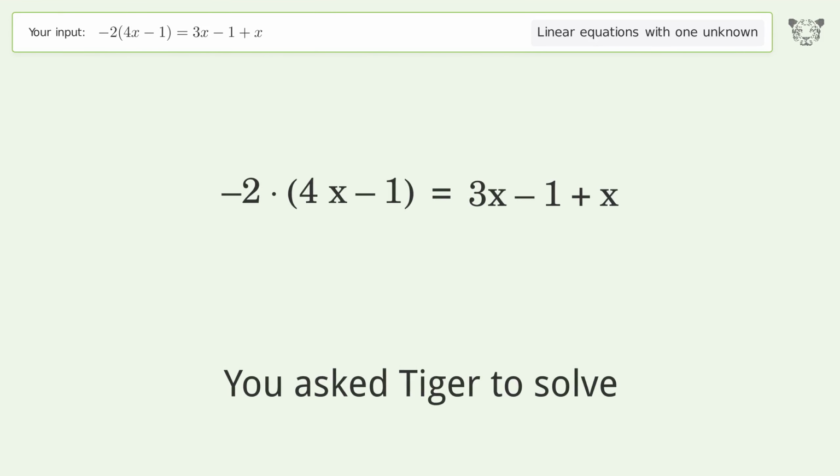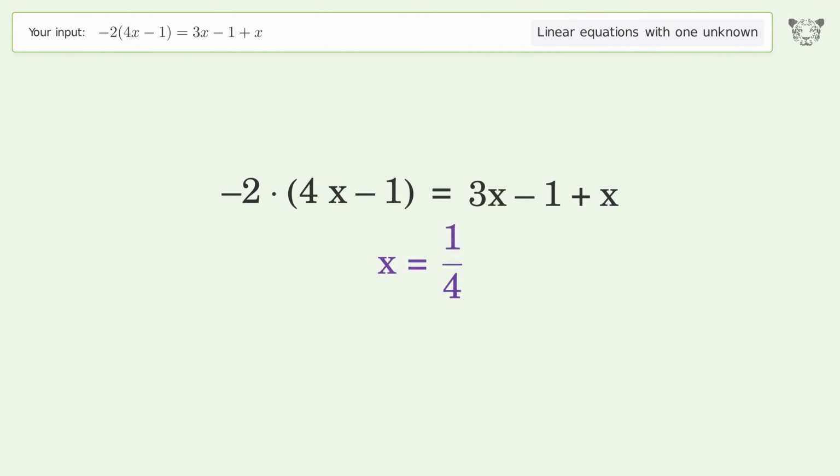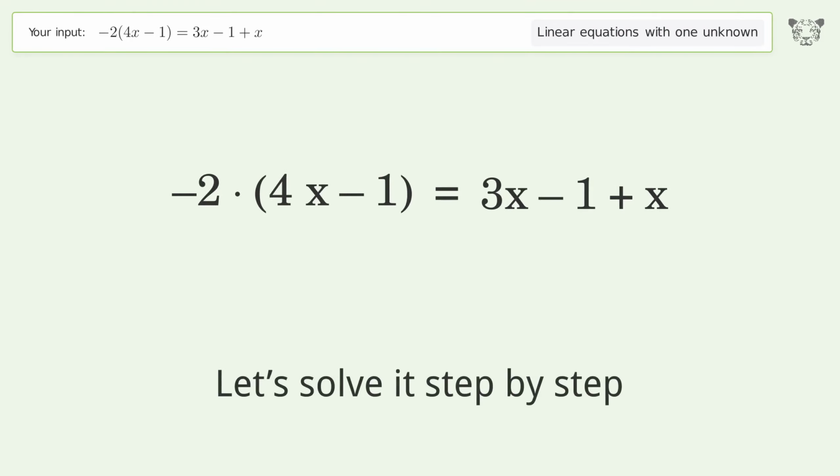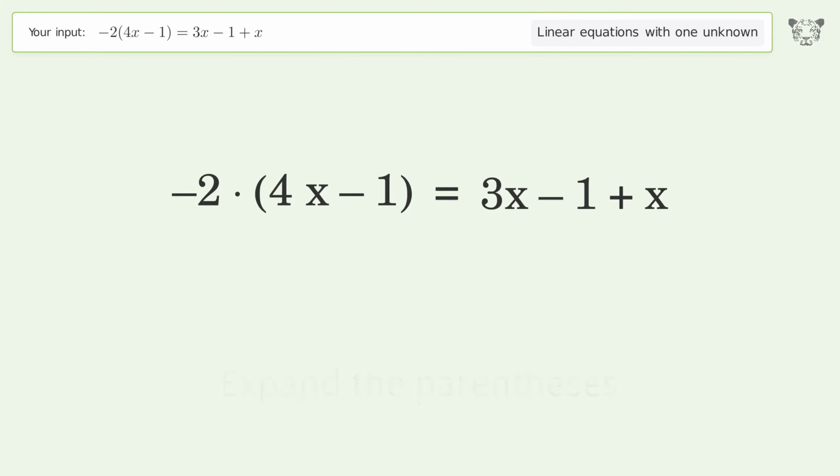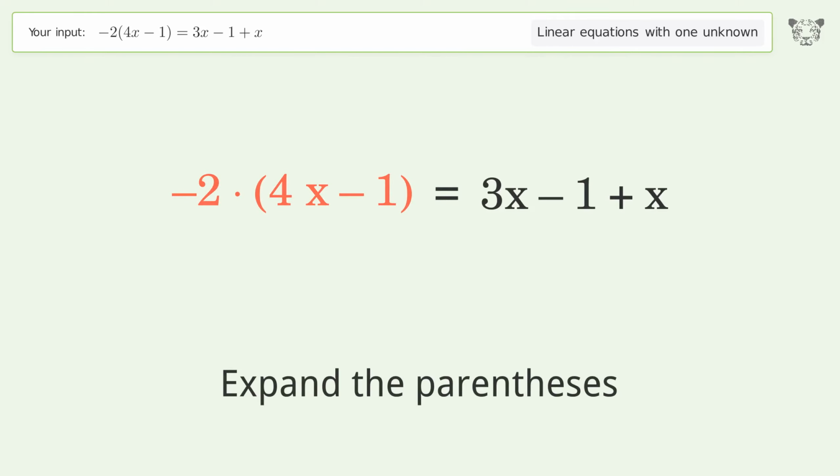You ask Tiger to solve this. This deals with linear equations with one unknown. The final result is x equals 1 over 4. Let's solve it step by step. Simplify the expression. Expand the parentheses.